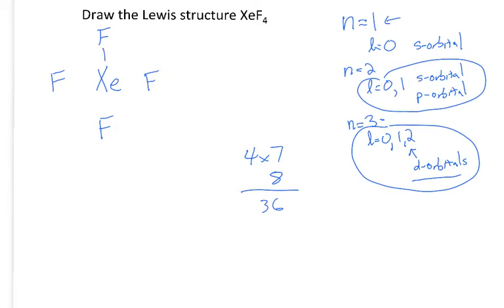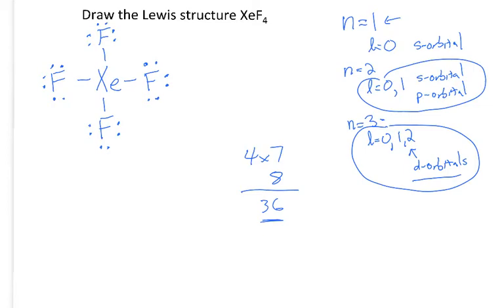So I have my 2, 4, 6, 8. Now my lone pairs. That's 14. That's 20. That's 26. And that's 32. And I still have 4 electrons that I need to distribute. My terminal atoms are full. And if I look at the xenon, it's got 2, 4, 6, 8 electrons around it already.